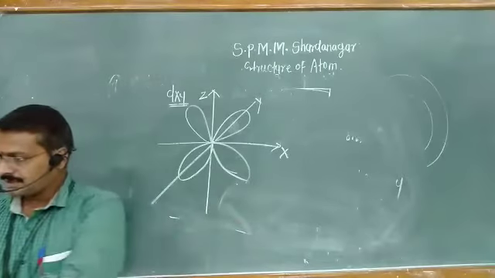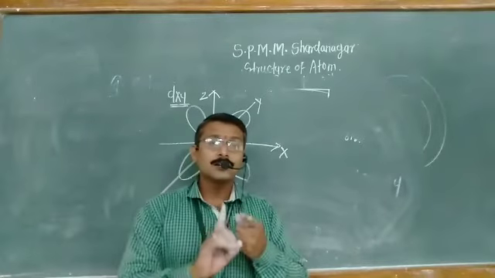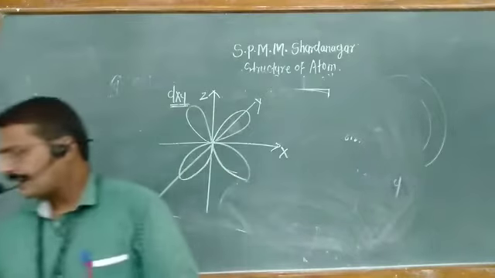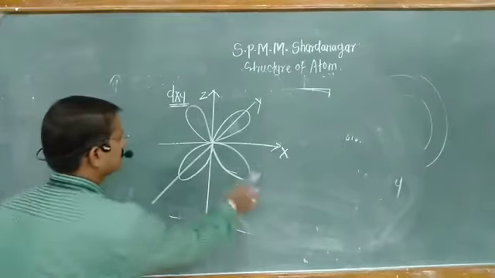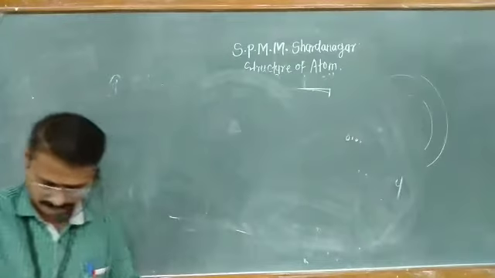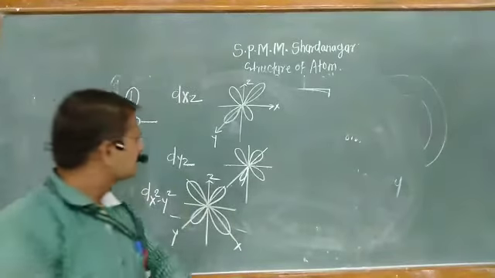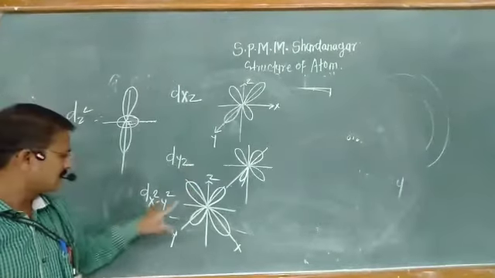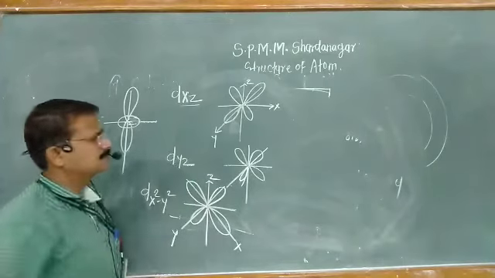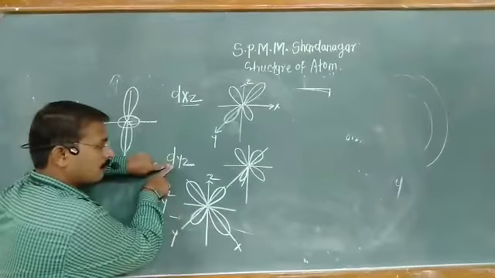When we proceed to the next, that is the dxz orbital. What is the dxz orbital? That is the d orbital present along the x and z axis. We are discussing the structure of dyz, dx square y square and dz square. This is the structure for dxz, that is, the d orbital along the x and z axis, then the d orbital on the y and z axis.